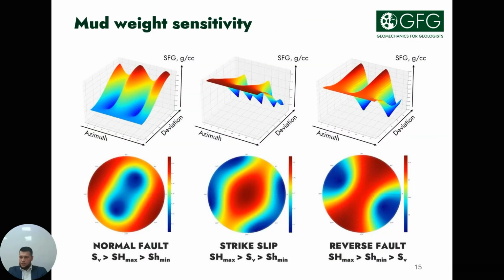For different stress regimes with different ratios of principal stress, the most stable well trajectories will be different. For example, for a normal stress regime, the most stable well will be a well with a small deviation from the vertical in direction of SH min. For a reverse fault stress regime, the most stable well will be a horizontal well in the direction of SH max. And if you look at the strike slip regime, then the stable direction will be in the azimuth, and the most unstable well will be vertical.